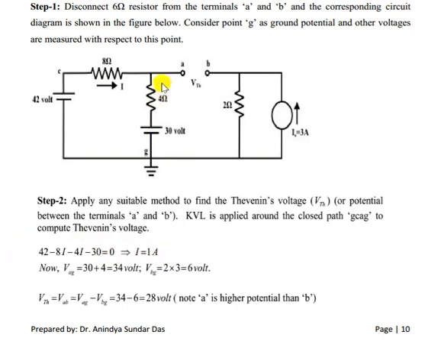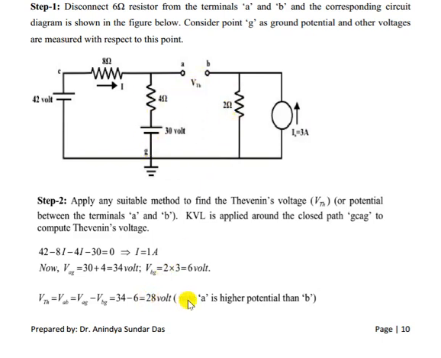Then what is the VTH now? If we apply KVL across this loop, what can we write? 30 volt, 4 into 1, 4, so 34 volt rising, then minus VTH minus, here the drop is what? Nothing but this current into resistance, so 6, right? So VTH will be equal to what?